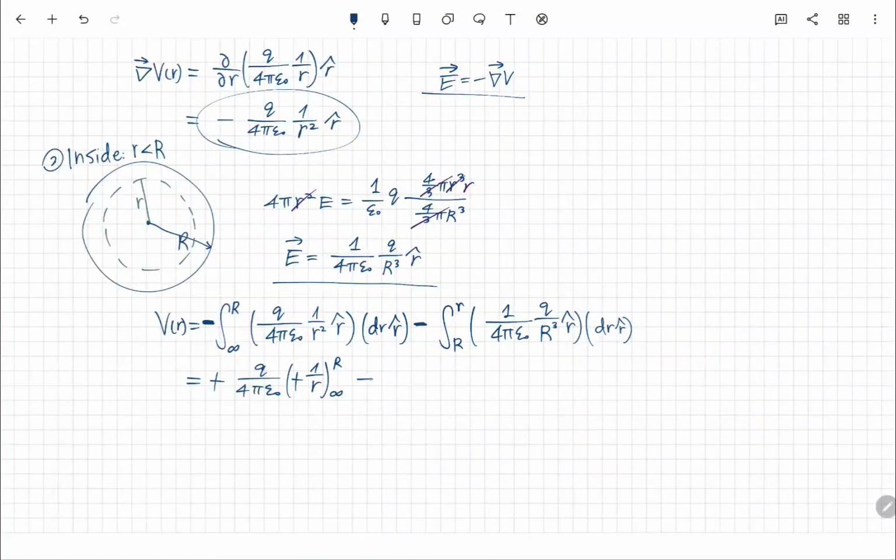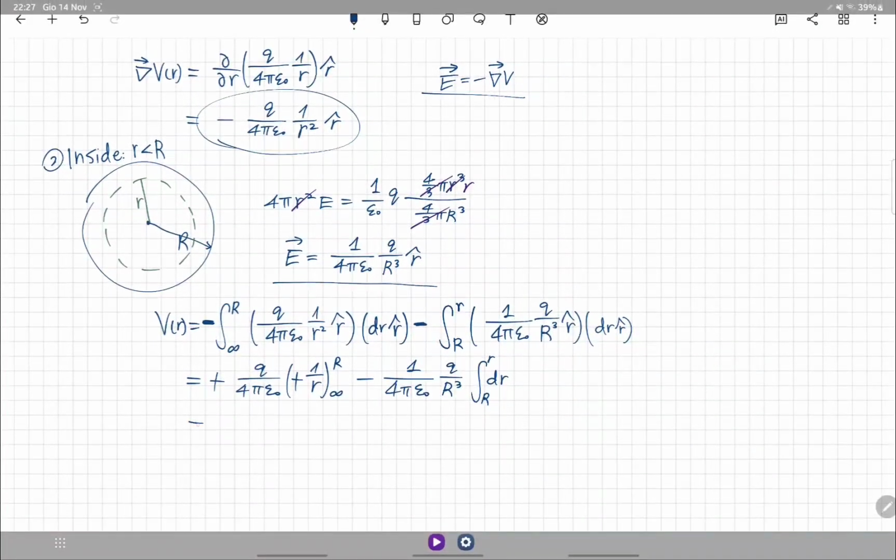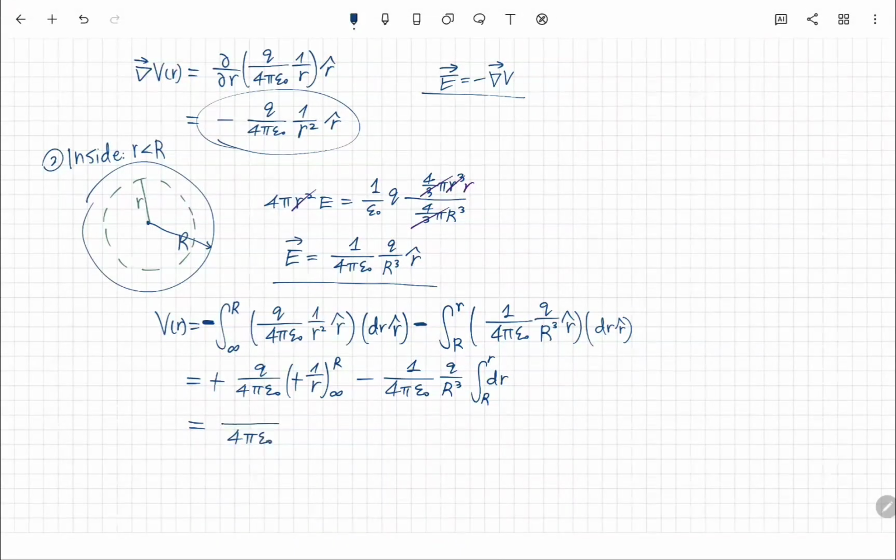canceling these, minus 1 over 4 pi epsilon naught Q over R to the third times r dr from big R to small r. This thing right here we have Q over 4 pi epsilon naught times 1 over R minus 1 over 4 pi epsilon naught times Q over R to the third times r minus big R.